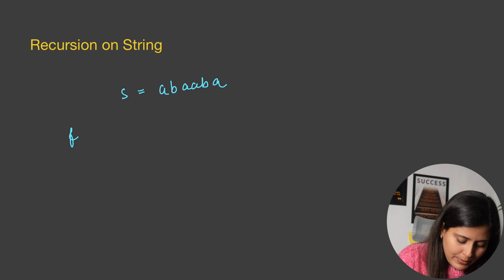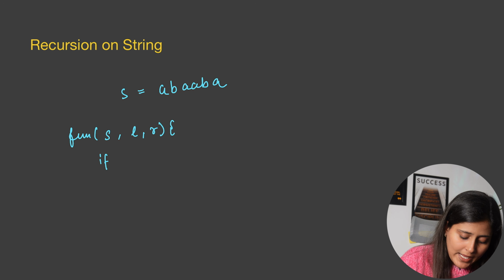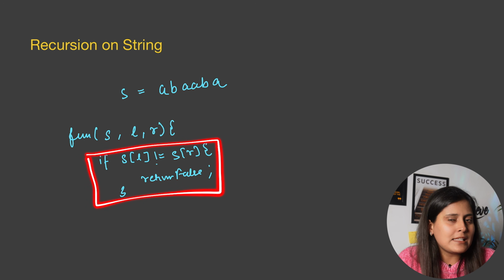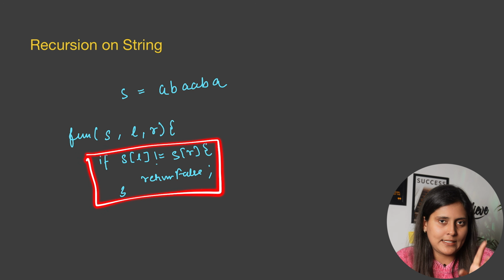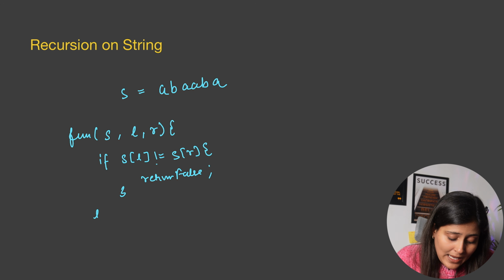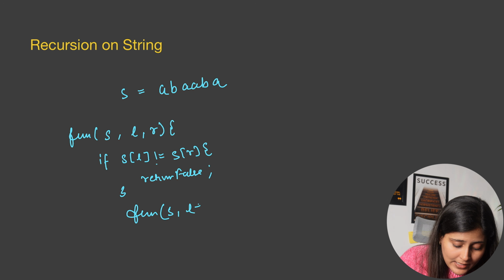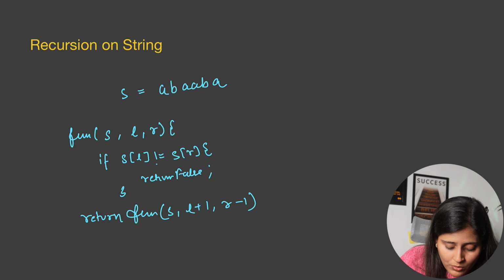So in the function, we will simply send a string and a left pointer and a right pointer. And here we will check if S of left pointer is not equal to S of right pointer, then we will simply return false, saying that this is not true. So this is our main condition check. After this, if this if case is not running, meaning the left pointer character and right pointer character are the same, then instead of doing L++ and R--, we will call the same function S with L+1 value and R-1 value. And whatever we get, we will simply return it. So we are only calling one function.